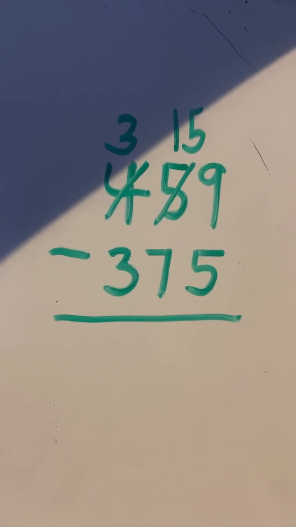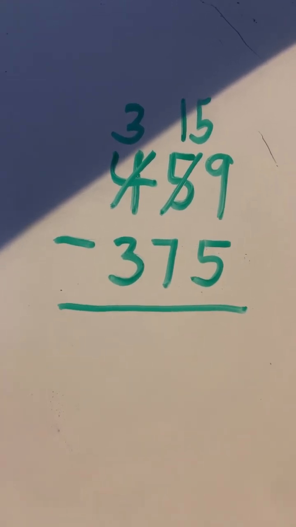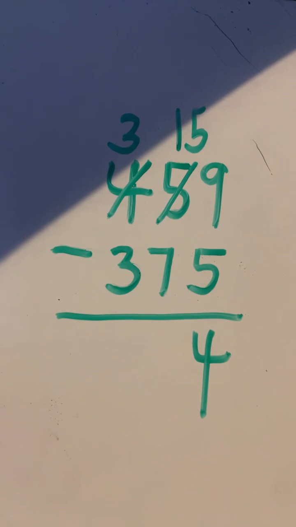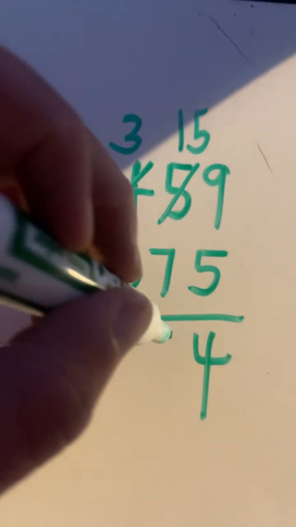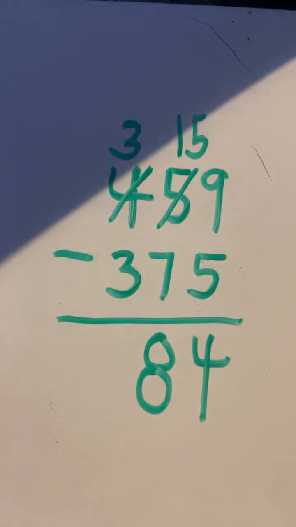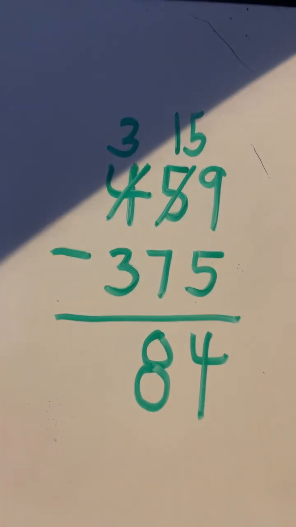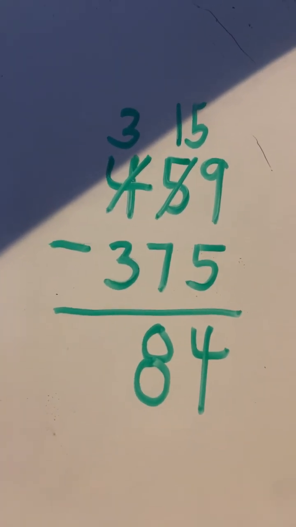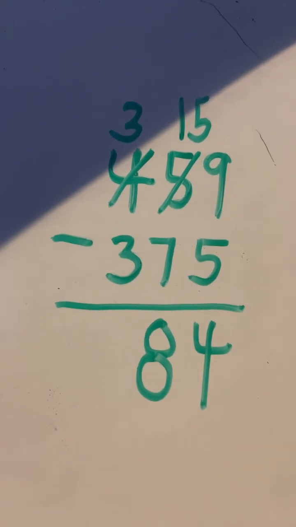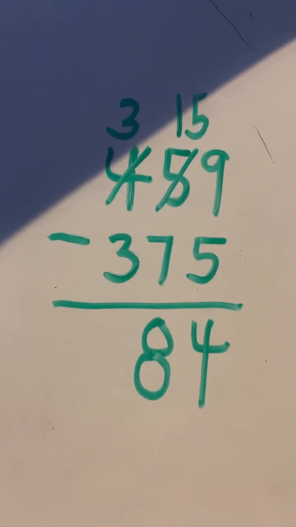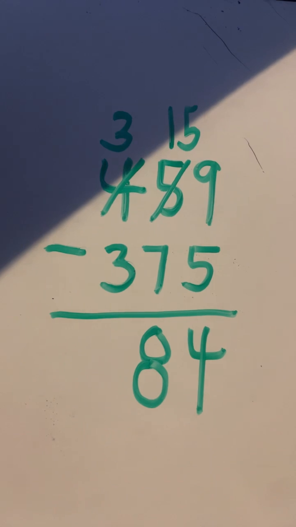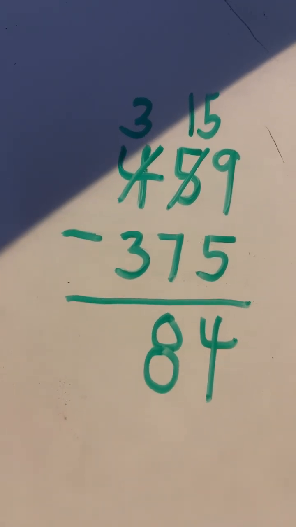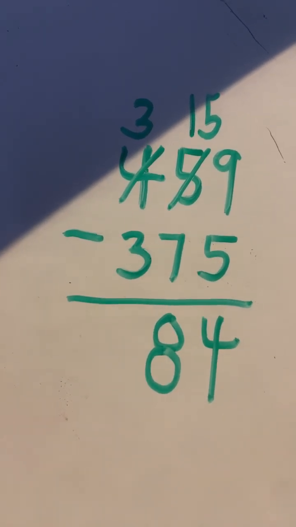All right, here we go. Starting in the ones place, 9 minus 5 equals 4. Now in the tens place, 15 minus 7 equals 8. And 3 minus 3 again equals 0. You can leave that 0 blank, and we have our final answer. 459 minus 375 equals 84.